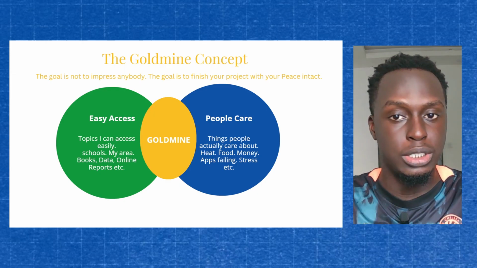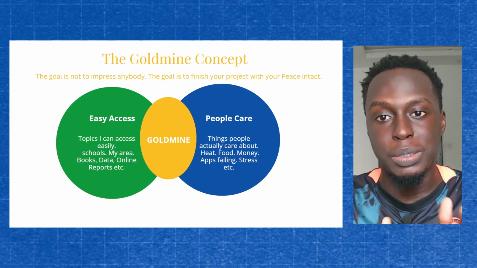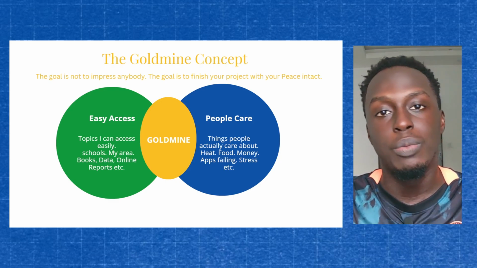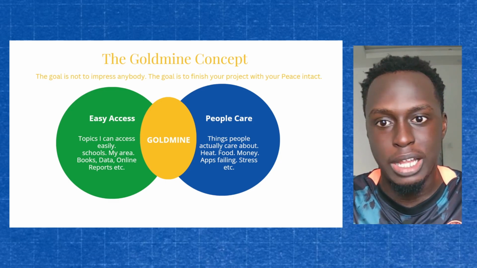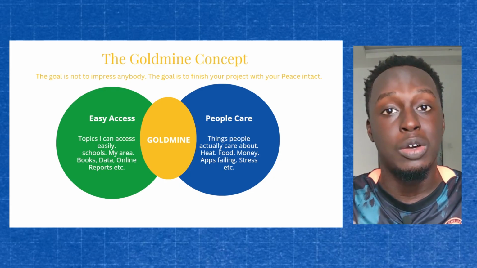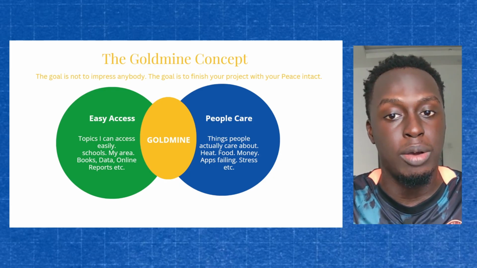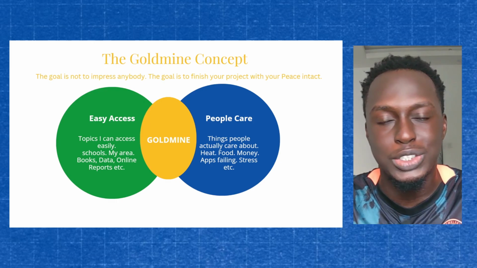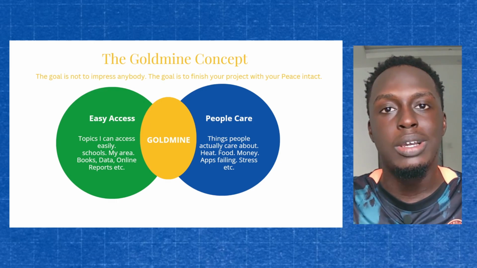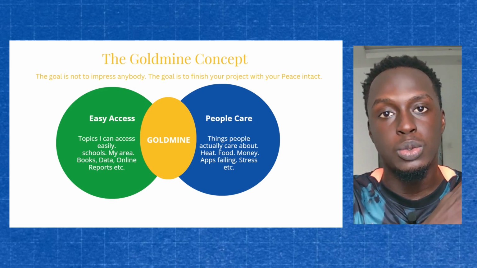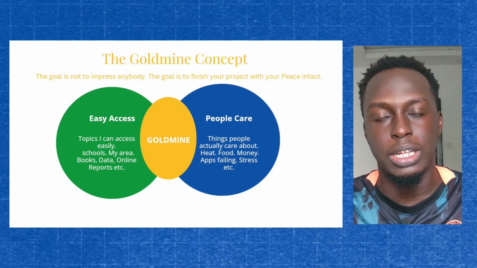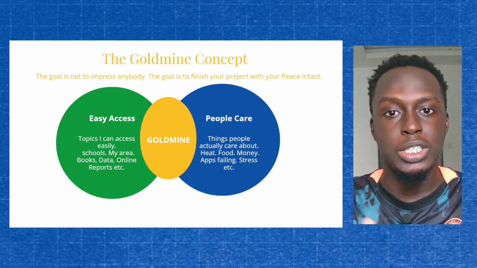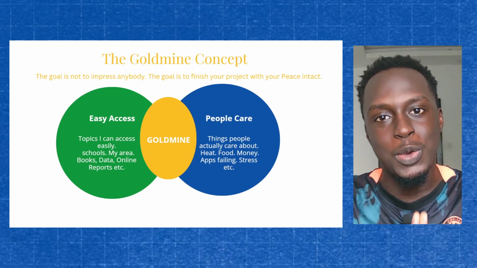And over to the right, you have to pick something that people actually care about. People care about things like food, money, heat, electricity, apps failing, stress, and so many other things. When you pick a topic that is easy for you to access information and data for, and people actually care about the research, that's when you get the Goldmine. And I'm going to show you what the Goldmine means.